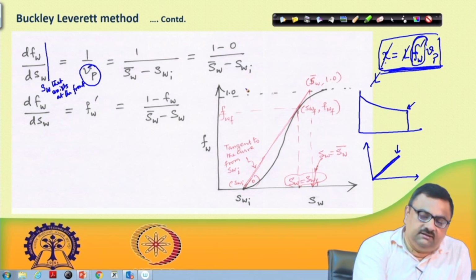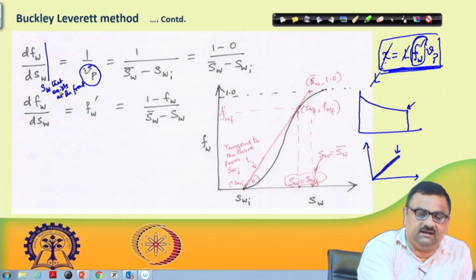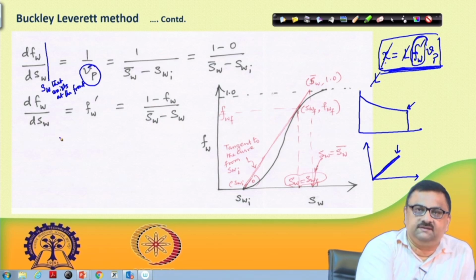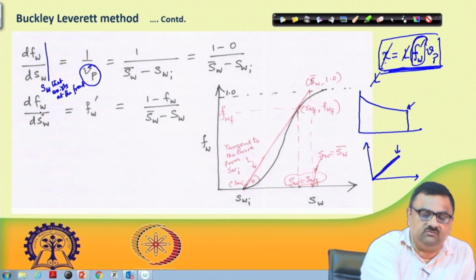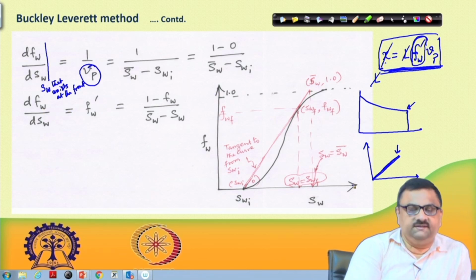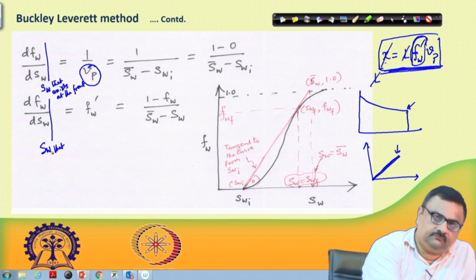On the other hand, dFw dSw, if we look at just the previous slide, we have already shown that dFw dSw is equal to 1 minus Fw by SW bar minus SW. This is just in the previous slide we showed that this is true. Okay. So, now you think of the curve Fw versus SW, and this is again valid at that SW that exists at the front.